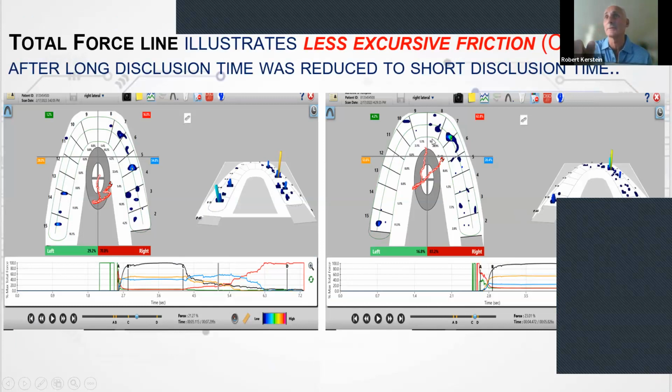You want to see the center of force come down the middle. This is the closure center of force, so the patient's biting down. This is the A to B period. Then in the C to D period, you want to see the center of force go straight to the canine. You want to see a sharp rising black line in A to B.